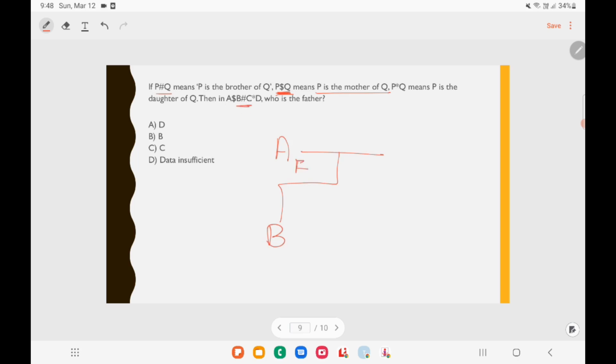Now B hash C. P hash Q means P is the brother of Q. So B hash C means B is the brother of C. So B is male, and B is the brother of C. Now C star D. P star Q means P is the daughter of Q. So C star D means C is the daughter of D. So C is a female, C is the daughter of D. So D will be male. So D will be the father. Option A is the right answer. So this is a similar question like before. This is how you need to answer the question.